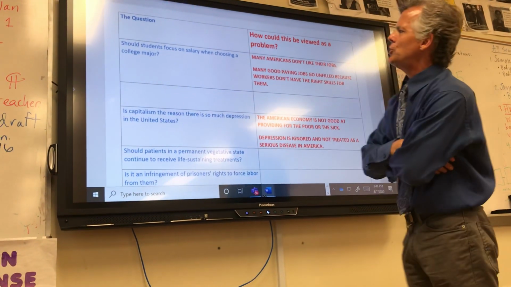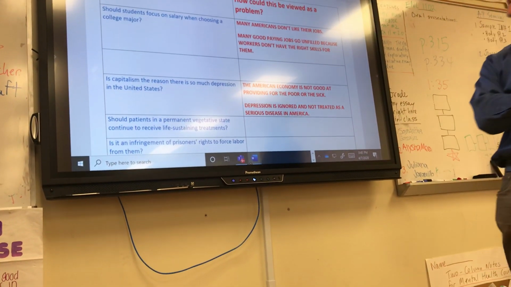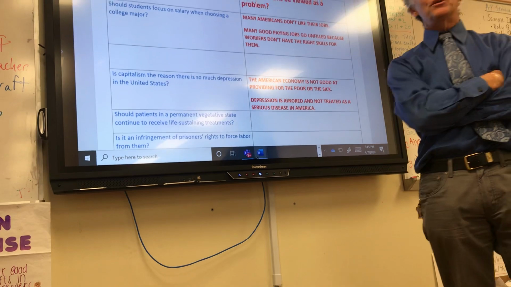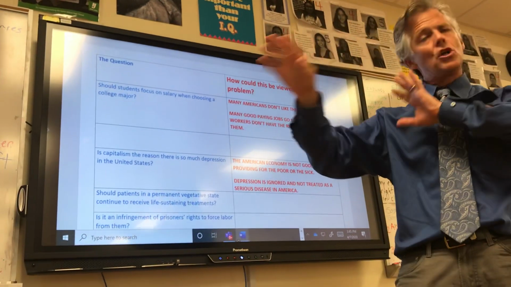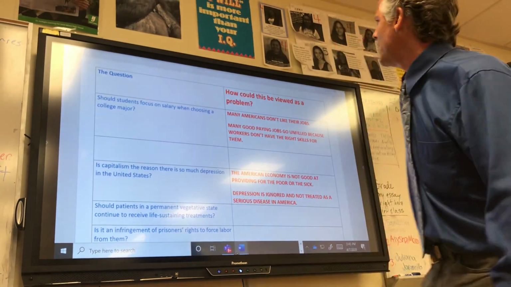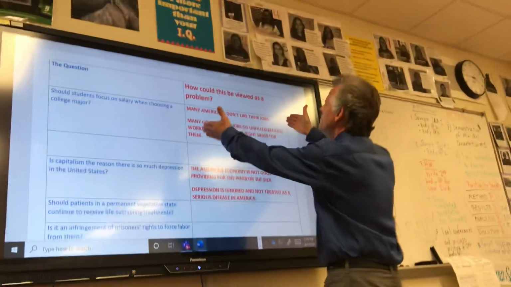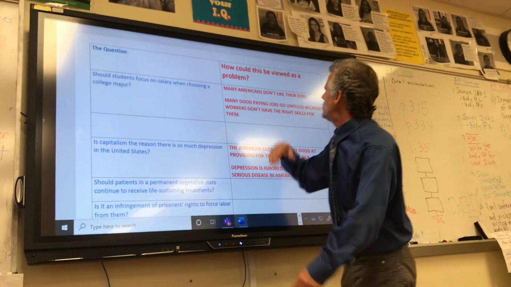Again, it says, should students focus on salary when choosing a college major? That's a great argument. Some people say, yeah, focus on salary. Other people say, no, salary is not the most important thing. But let's look at this. What are some problems related to this question?